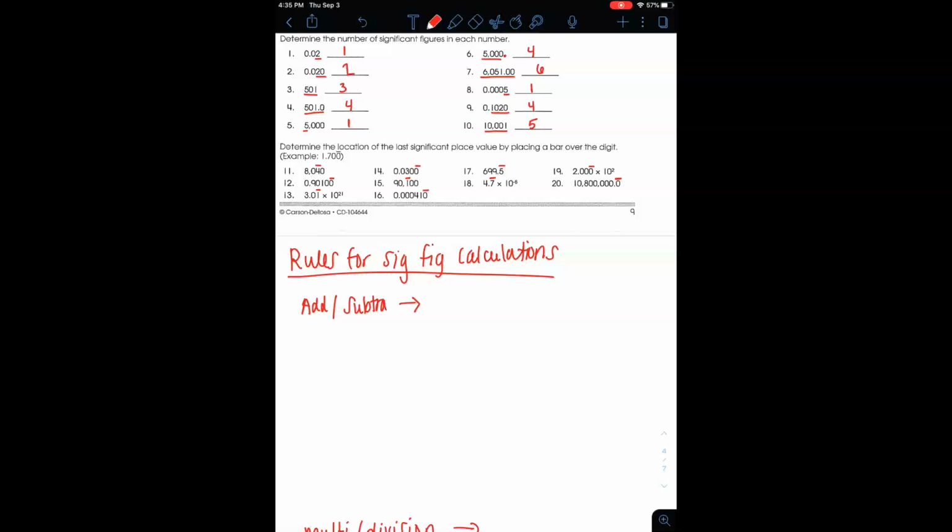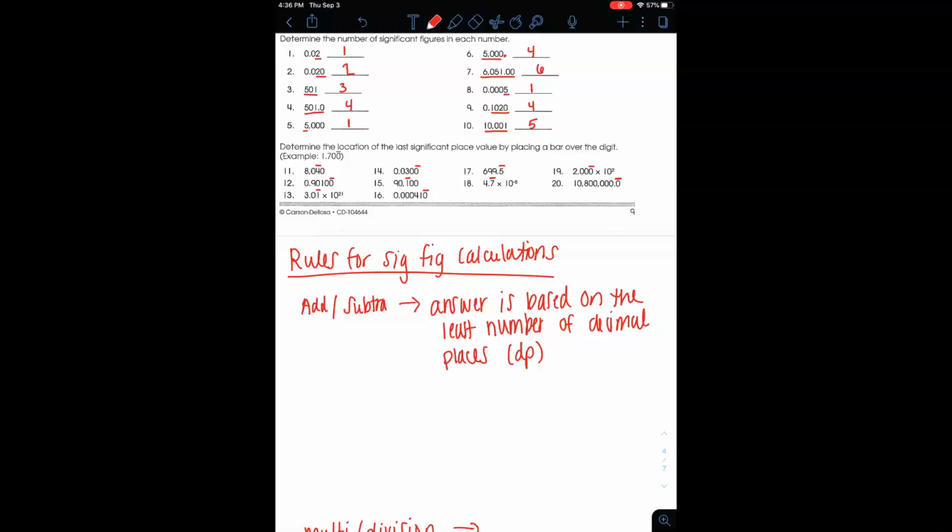All right, so our rules for addition and subtraction are pretty simple here. The answer is based on the least number of decimal places. And I'm going to abbreviate this as DP, so decimal places.